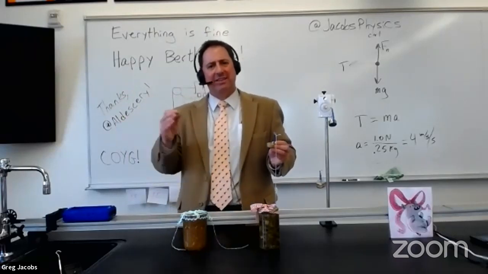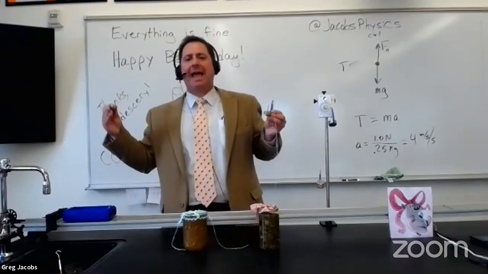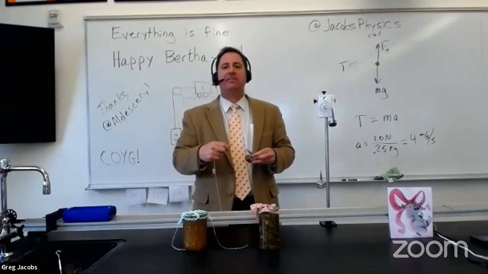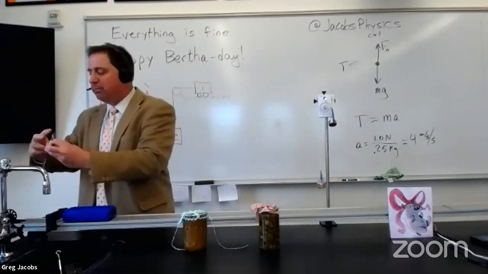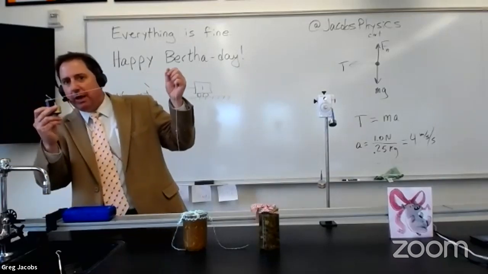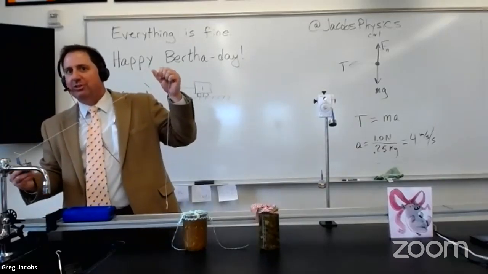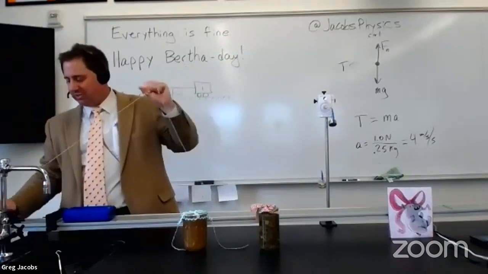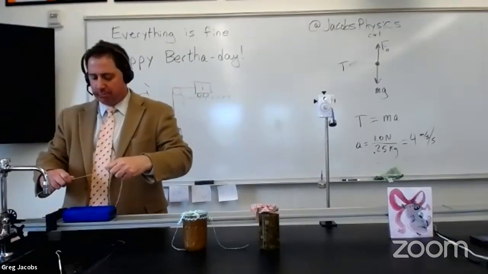But wait, didn't I say that the tension in the rope was 1 Newton? How did I have 170 grams producing 1 Newton of tension? That doesn't make any sense, but it does. This is a two-body problem. This thing was speeding up downward. This thing was not in equilibrium, so the tension in the rope was not equal to the weight of this thing. Let me show you how to solve two-body problems.